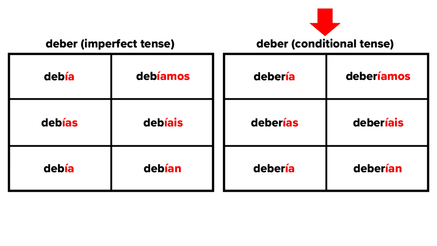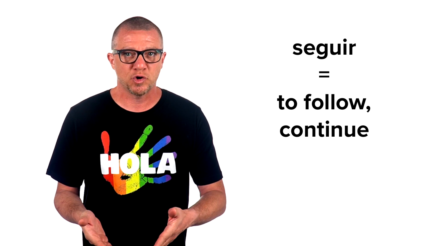Then on the right is deber in the conditional tense. In each box, the original er ending is still there. The regular conditional endings were simply added to the end of the infinitive form: ía, ías, ía, íamos, íais, ían. The regular conditional endings for AR, ER, and IR verbs are exactly the same as the regular imperfect endings for ER and IR verbs. Let's look at an IR verb now.